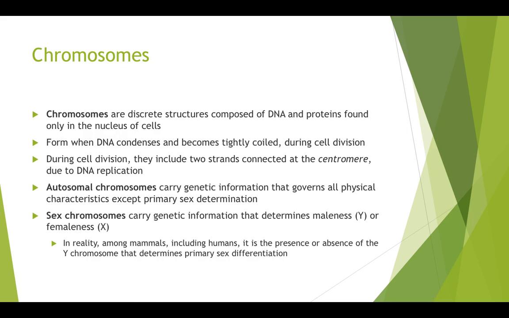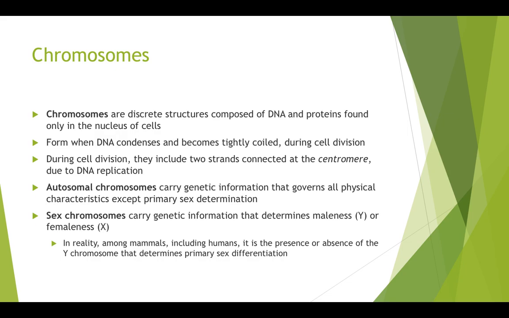Genes are organized into chromosomes. Chromosomes are discrete structures composed of DNA and proteins that are found only in the nucleus of the cell. They form when DNA condenses and then becomes tightly coiled. This is in that very first stage of cell division. During cell division, chromosomes replicate into two strands that are joined at the centromere.